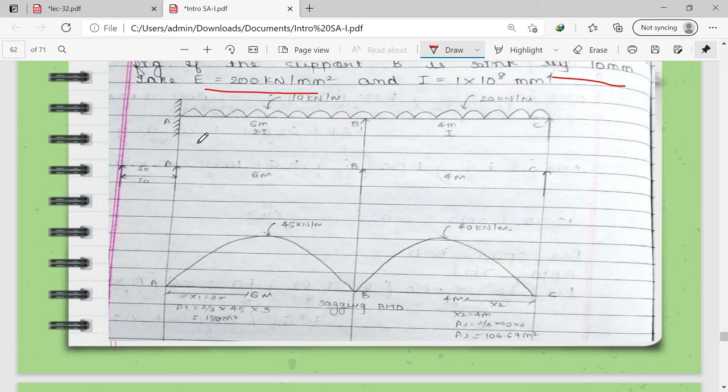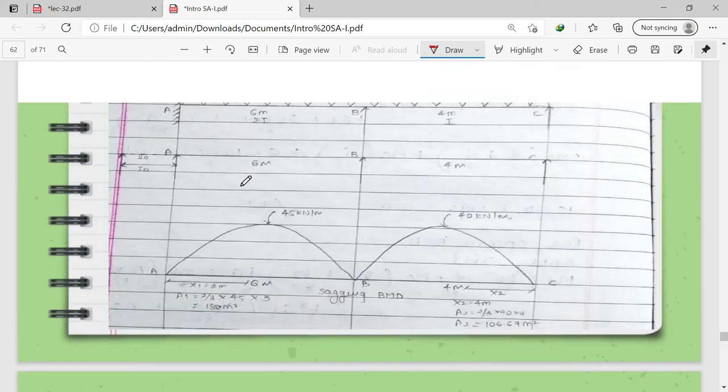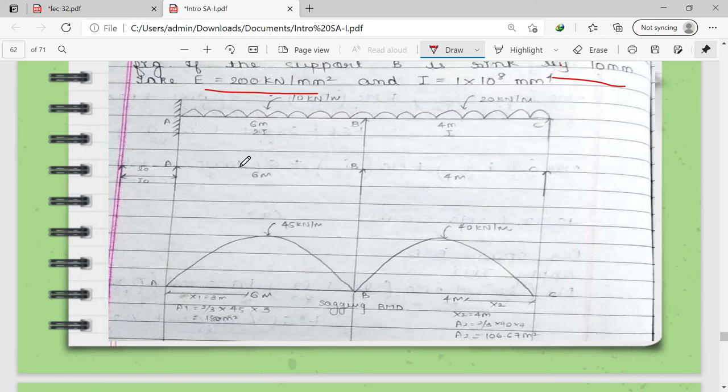As soon as you know that the support A is a fixed support, what you have to do is immediately draw the imaginary extended span to the left side, and consider the I factor as I0 and L0. The first and foremost important step is to calculate the sagging bending moment diagram, as there are two UDLs acting on the spans AB and BC.